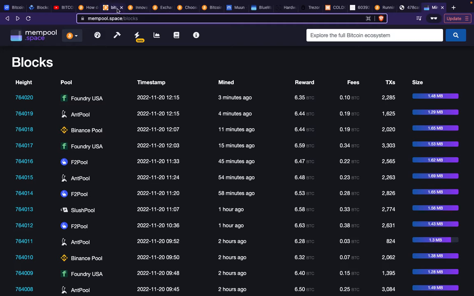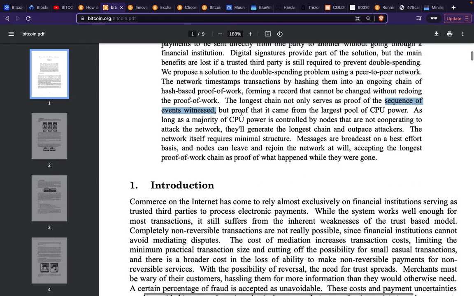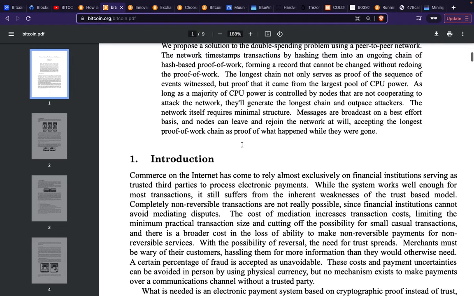When Satoshi talks about the sequence of events witnessed, right? Over there. So, sequence of events witnessed. Okay, let's leave this for a second.